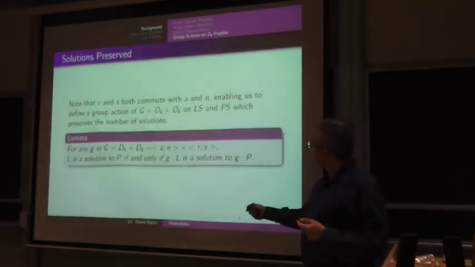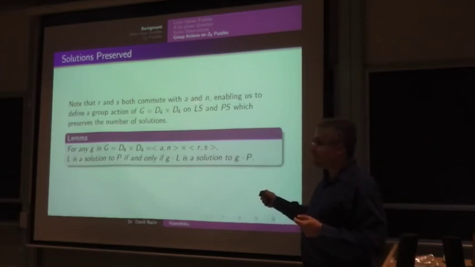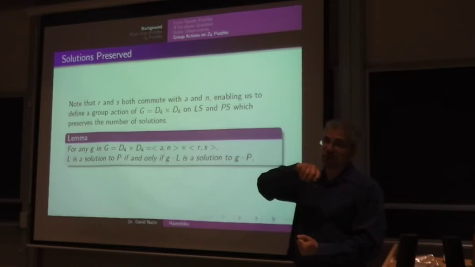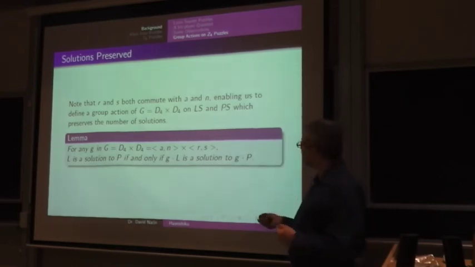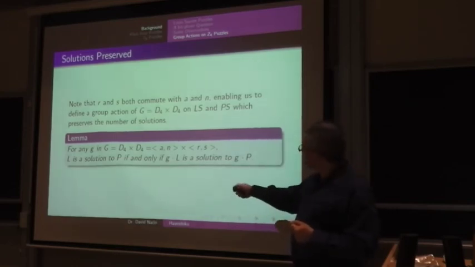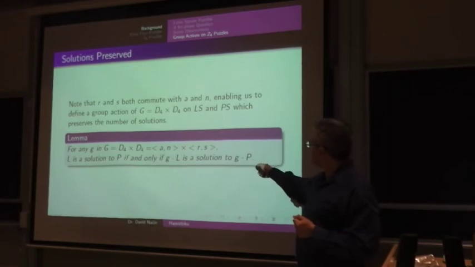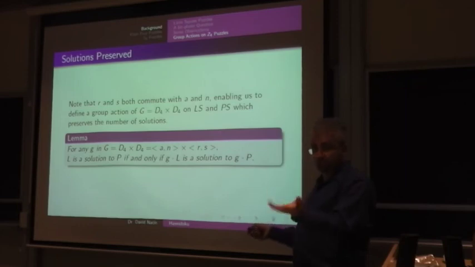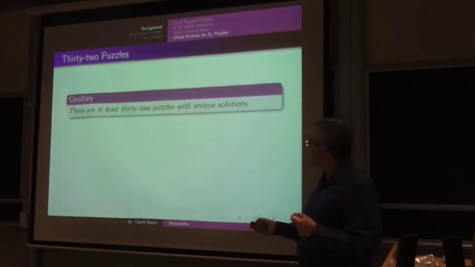Now, even though the R and S don't commute with each other and the A and N don't commute with each other, it doesn't matter if I rotate and add, or if I add and reflect, or reflect and add. So the things in this D4 commute with the things in this D4. So we have a direct product of D4 and D4 acting on the puzzles and squares, which maps solutions to solutions and preserves the number of solutions. So from this, we can now show that there's at least 32 puzzles with unique solutions.